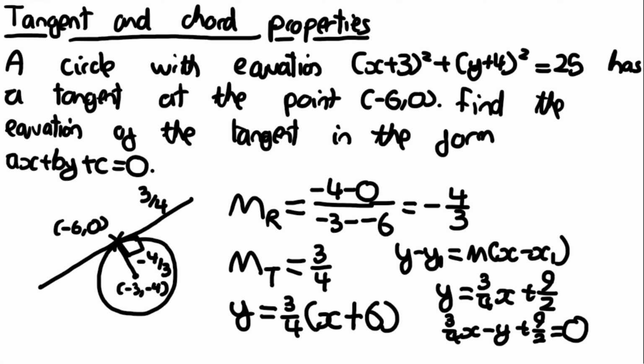But remember, we need to make everything integers, so we're going to times everything by 4 to remove this denominator, and we'll remove the 2 as well. So if we times everything by 4, it will become 3x minus 4y, and it will become plus 18, because times 2 will remove the denominator, but we'll times them by 4, so it's also going to times the numerator by 2 as well, so it's plus 18, and this is equal to 0. And this is the final answer to the question. This is the equation of the tangent.